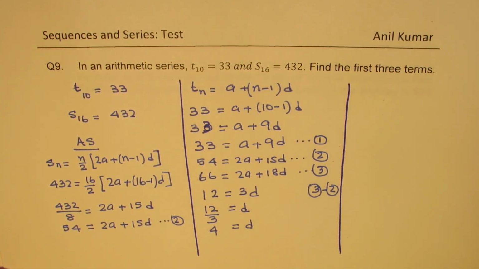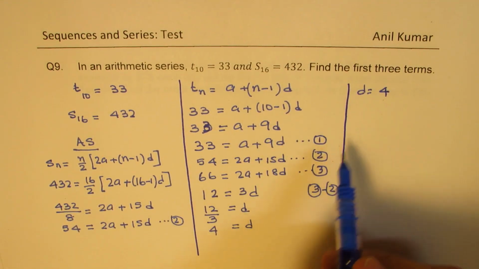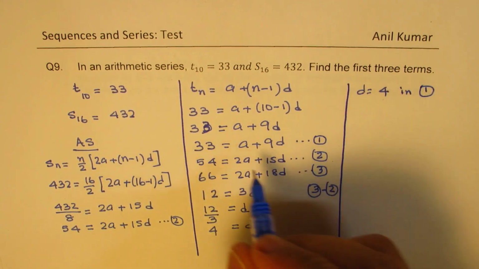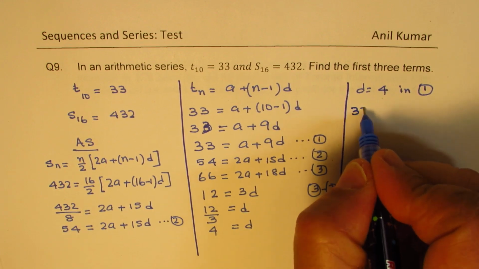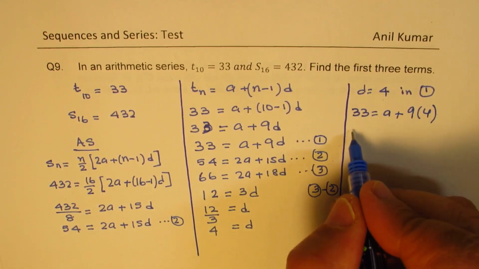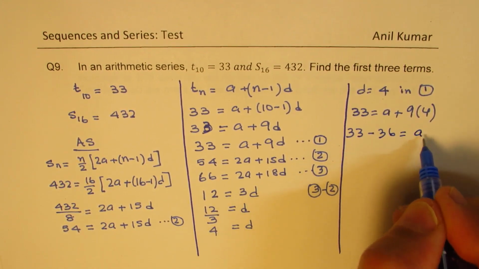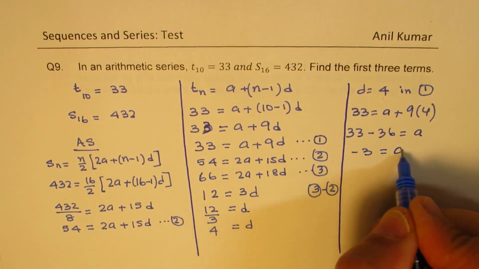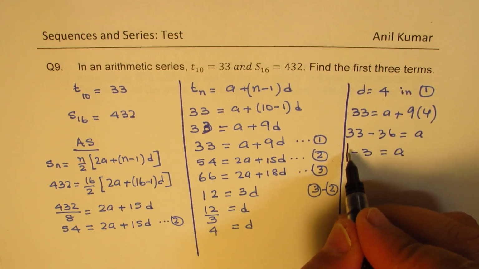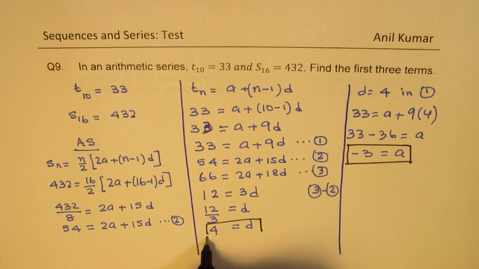Now, since we know what d is, we can find the value of a using one of our equations. Let's substitute this in equation 1, which is 33 equals a plus 9 times d, and d is 4. So we get 33 minus 9 times 4, which is 36, equals a, so minus 3 is the value of a. So we get a equal to minus 3 and d equal to 4.